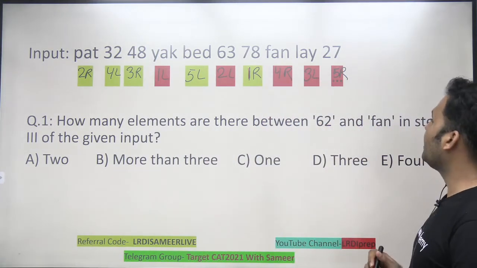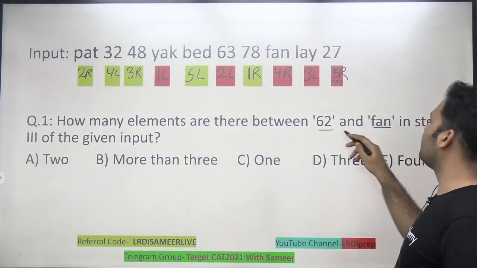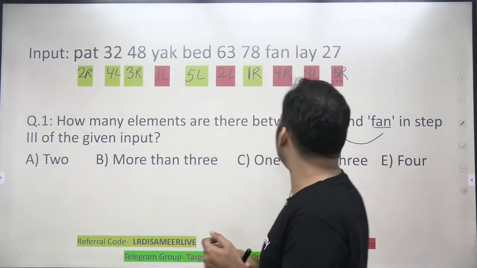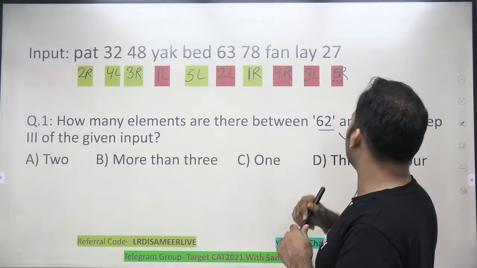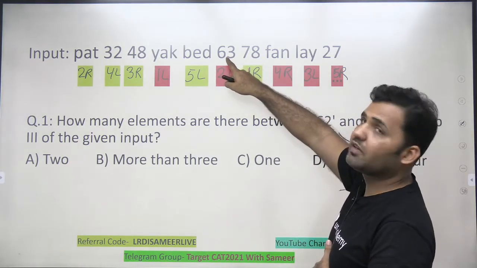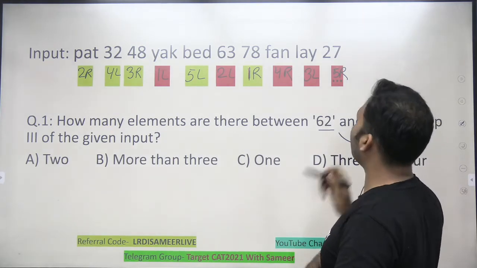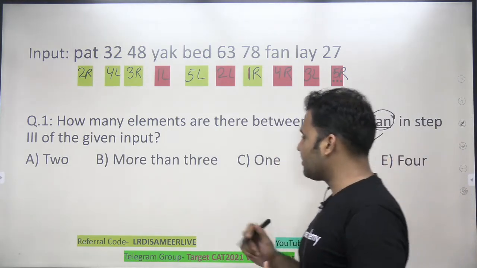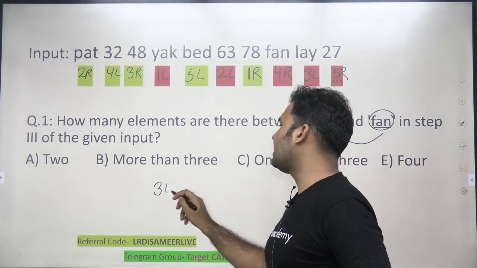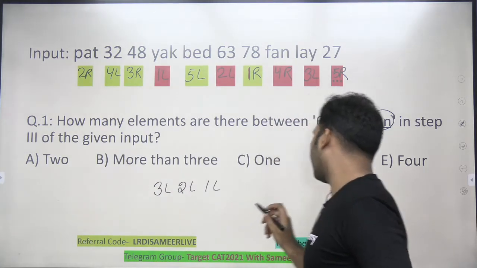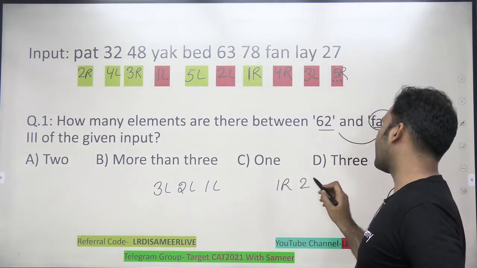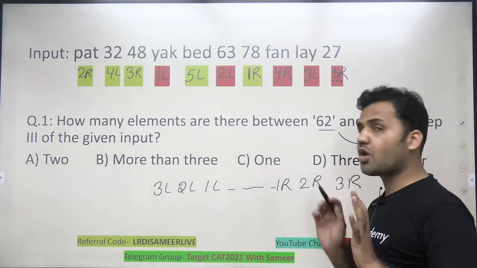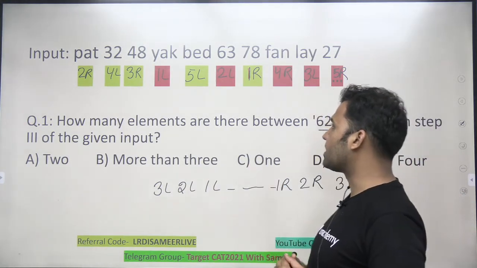Now the question is asking how many elements are there between 62 and F in step 3 of the given input. Now I'm supposed to answer in step 3 what are the elements between 62 and F. If you look at the rank, when the element 63 is moved, it will be written as 62, and the word fan will be written as it is because it is not moving. Now in the third step, I'll have three elements getting arranged, 3L, 2L, 1L. And on the right-hand side, I'll have three elements, 1R, 2R, and 3R. The rest of the elements will be positioned in between them as they are because they are not moved yet till the third step is completed.